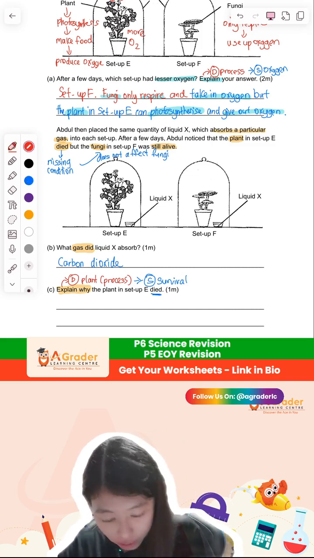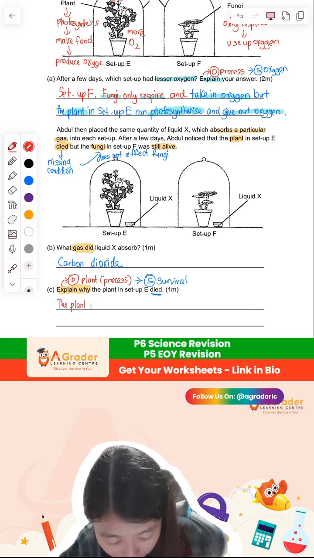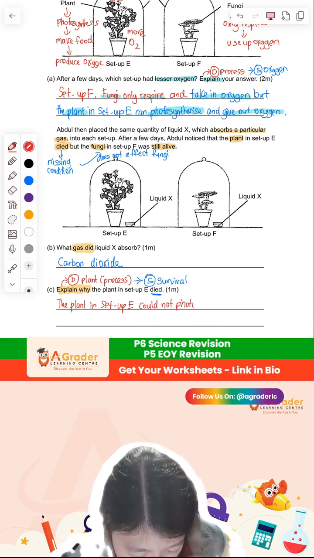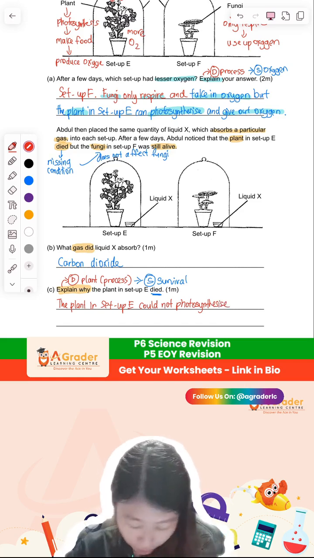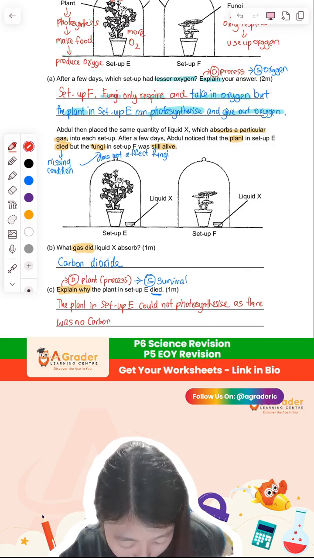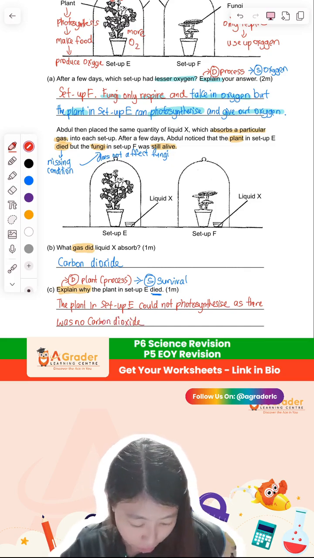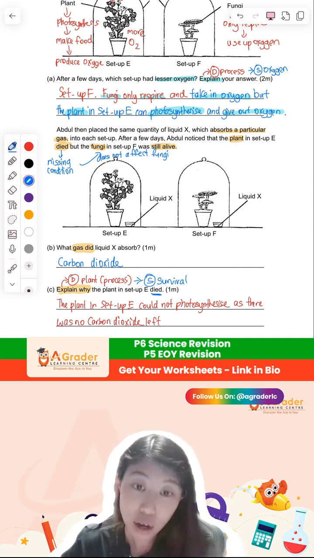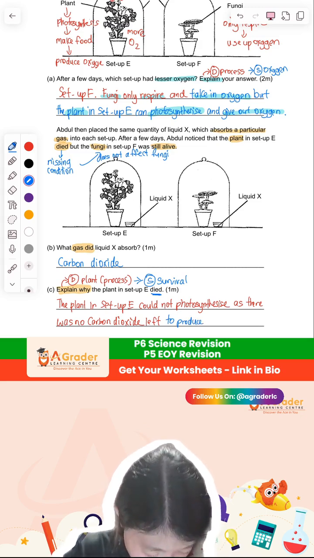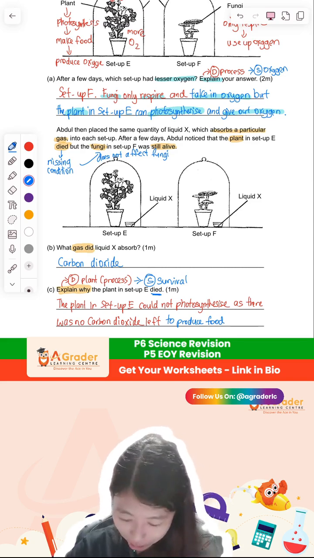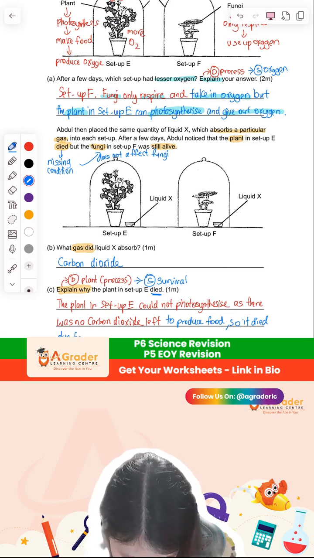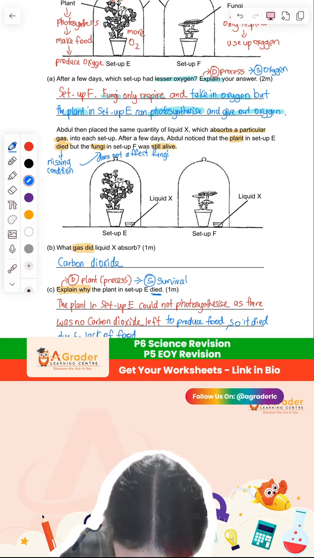Okay, so you need to say that the plant in setup E could not photosynthesize as there was no carbon dioxide left. Okay, let me continue. Okay, how does it affect its survival? I continue the science concept. To produce food. If you write sugar, it's fine as well. Okay, so it died due to lack of food.